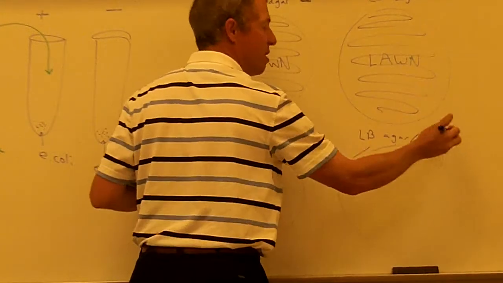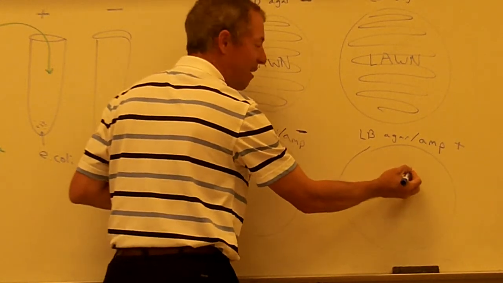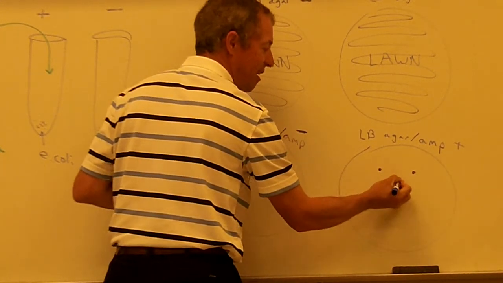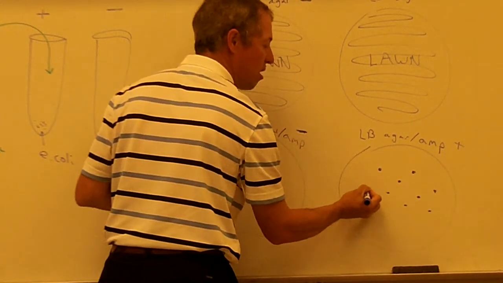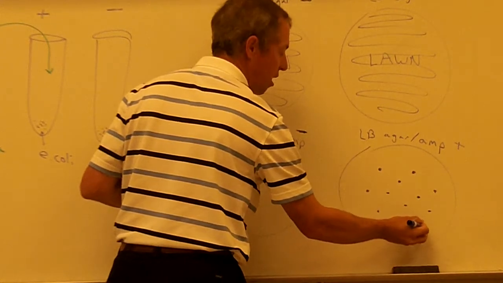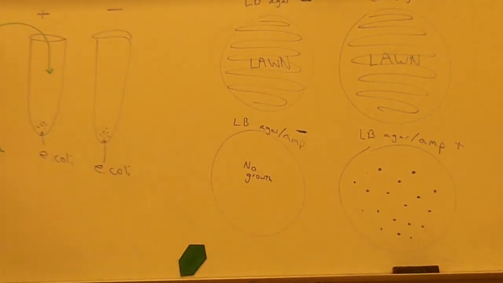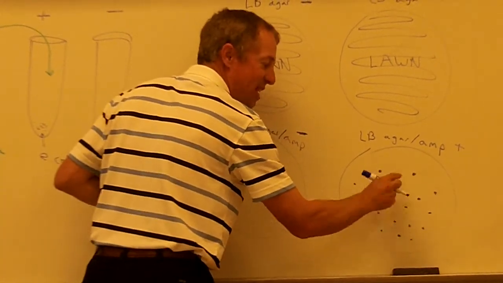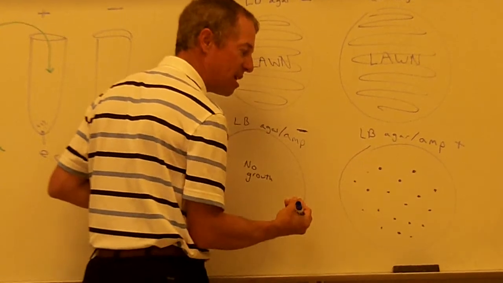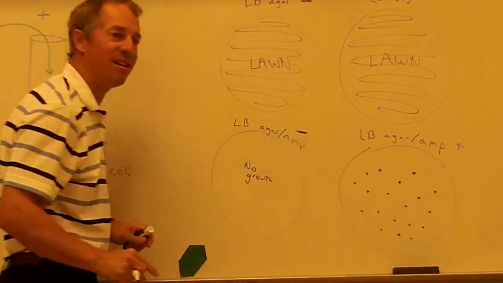Would the plus bacteria grow on this one that has ampicillin? Yes, but only in colonies. Now, why is that? Why wouldn't they grow like crazy in a lawn? Because not all of them were able to take up the plasmid. We only put a certain number of plasmids in there. So you can count the number of colonies. Each colony stands for one bacterium that took the plasmid in, and overnight it grew into a colony.